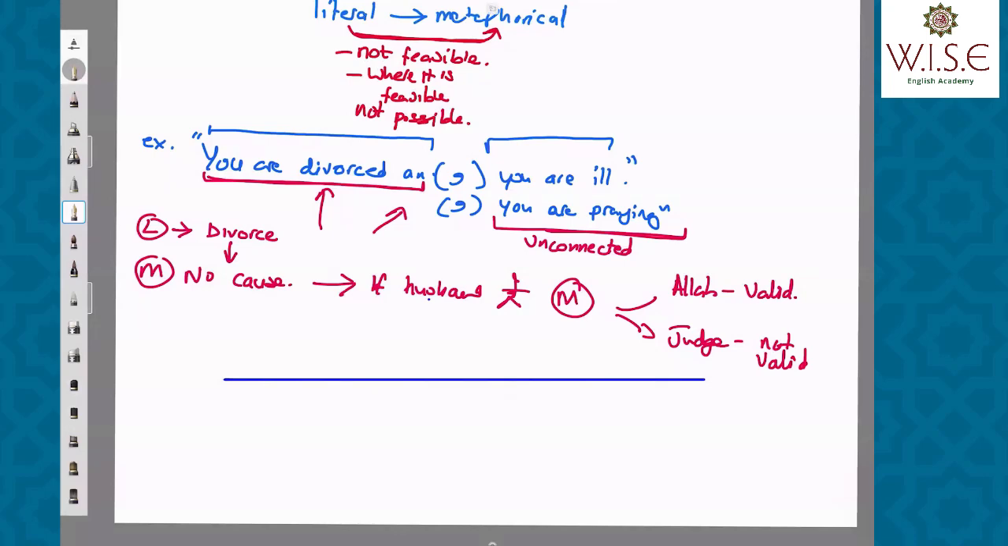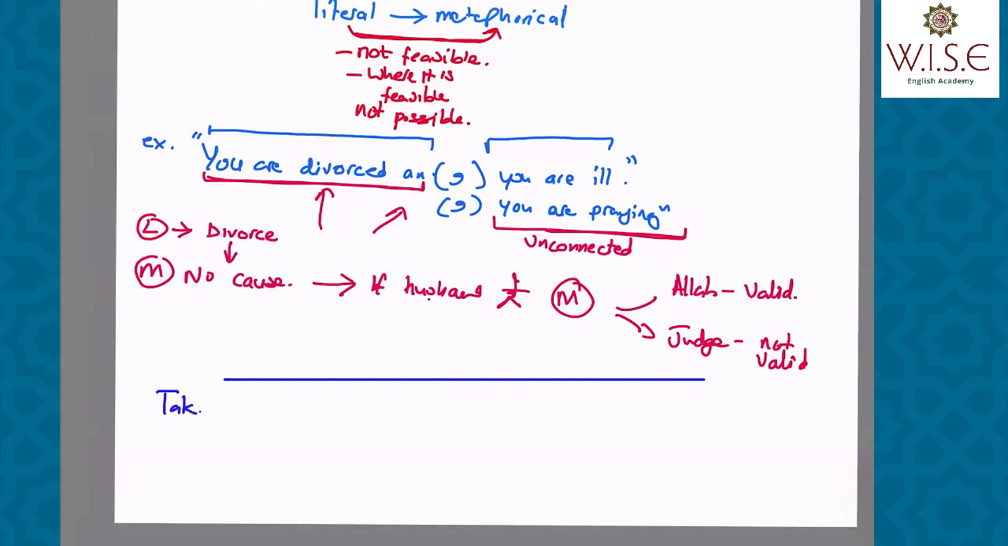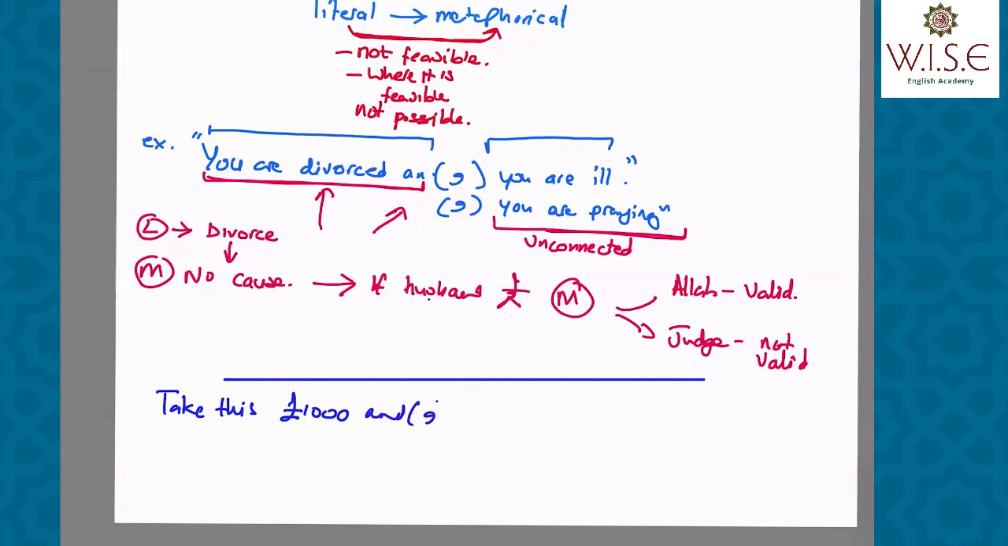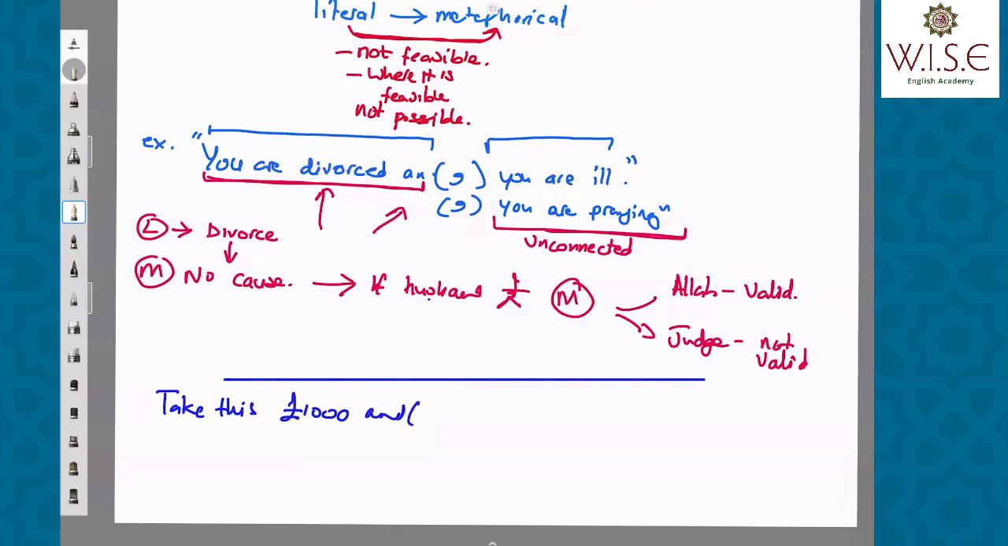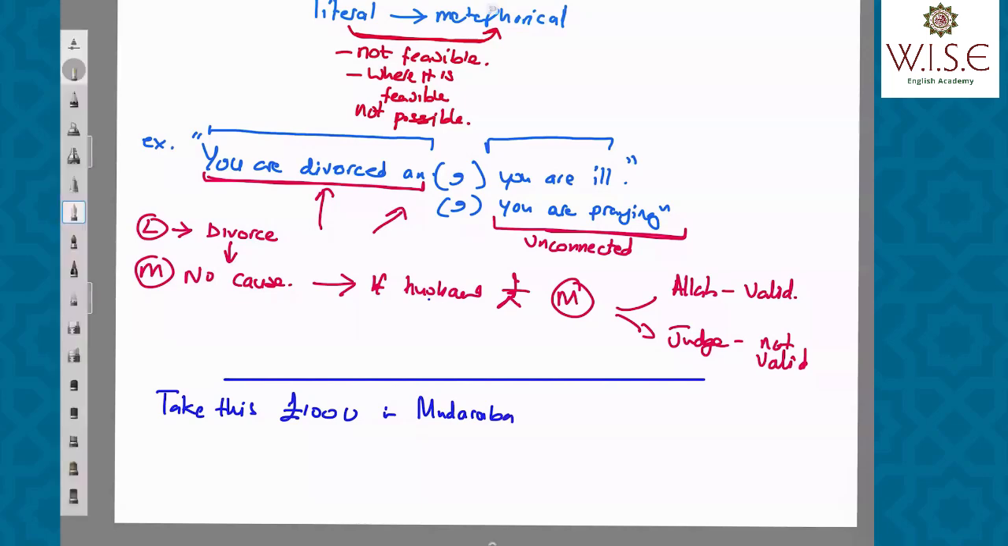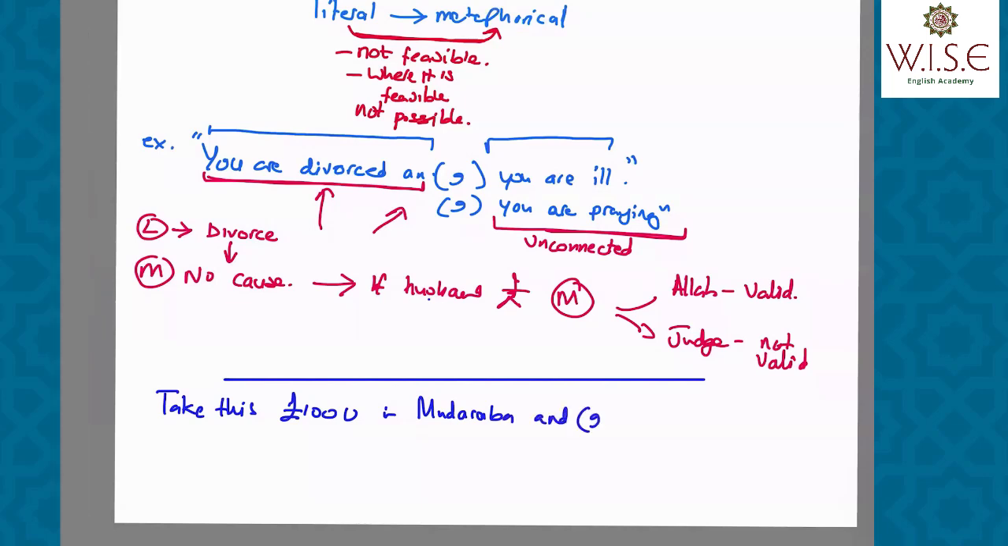So if somebody says to another person, "Take this £1,000 in what's called a mudaraba contract, I'll explain in a second, and work with textiles."